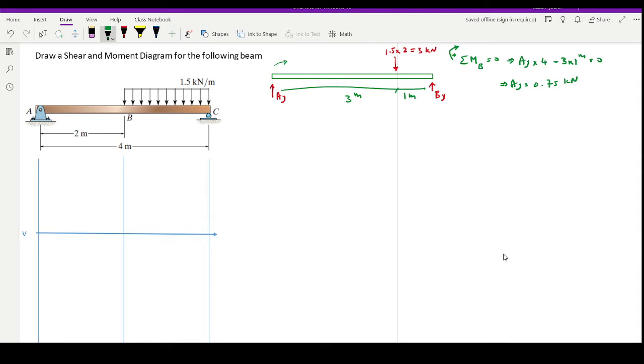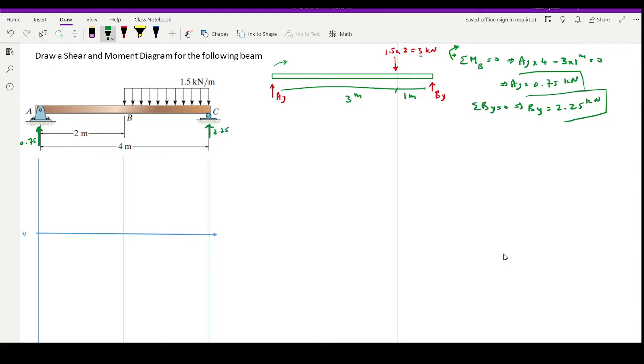Now, if I write sigma Fy is 0, clearly BY plus AY needs to be equal to 3. That means that BY is equal to 2.25 kilonewton. So I have both AY and BY. Now, this is my AY and this is my BY. This is 0.75. This is 2.25.